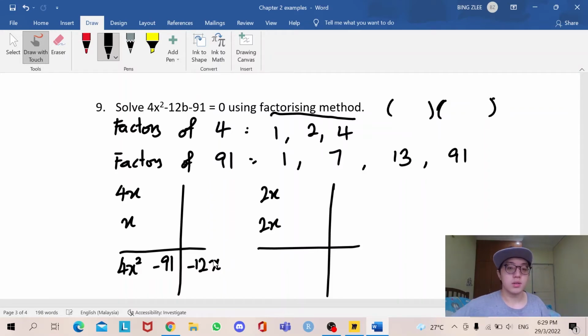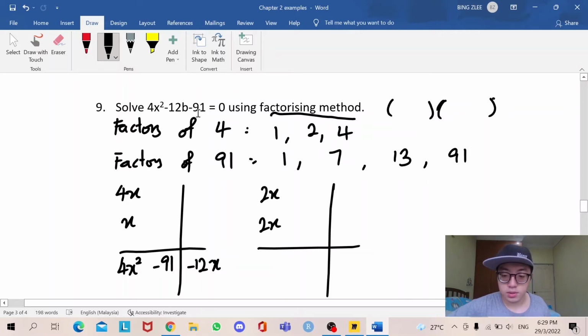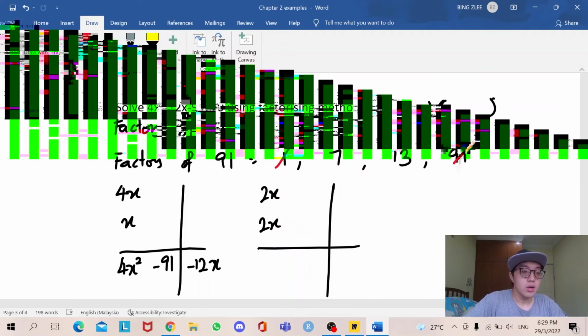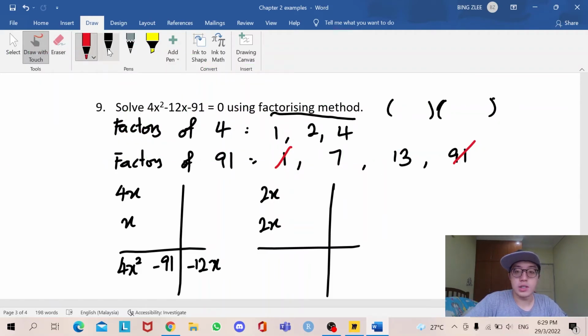This is a very long one. So we can first try with 1 and 91, which is technically impossible because 91 minus 1 is not going to give you anywhere close to 12. So automatically we can cancel out these two. So we are left with 13 and 7.